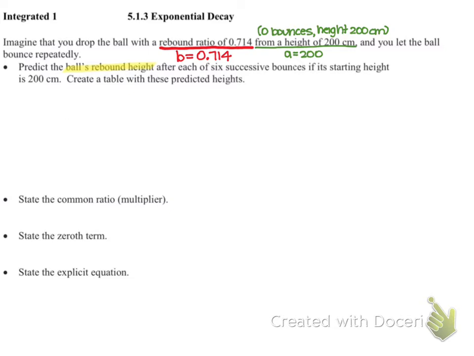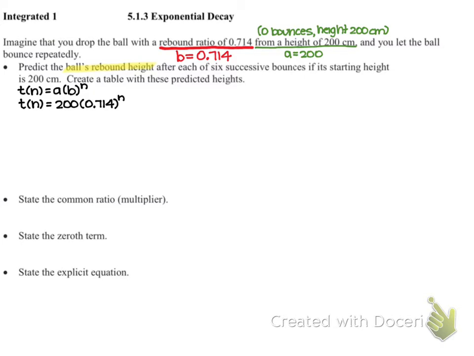So my equation is going to be that T of n we talked about last time. It's going to be A times B to the nth. So T of n, my explicit equation, dropped from 200, so no bounces, it's at 200. The multiplier is going to be the rebound ratio, and then n is going to represent the number of bounces.